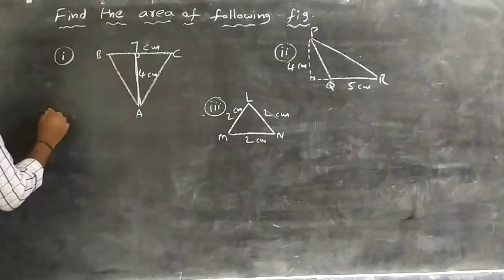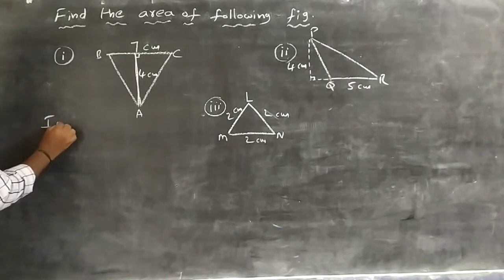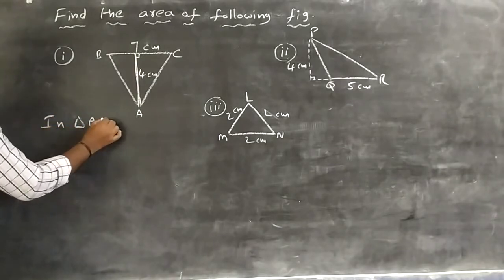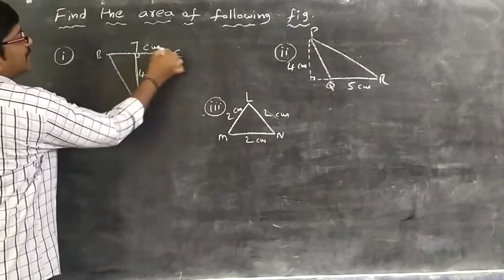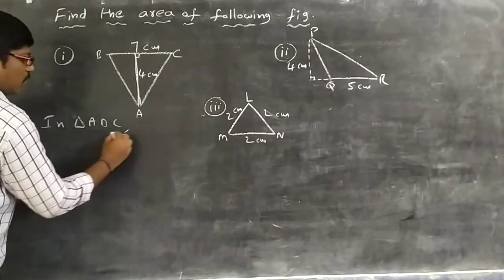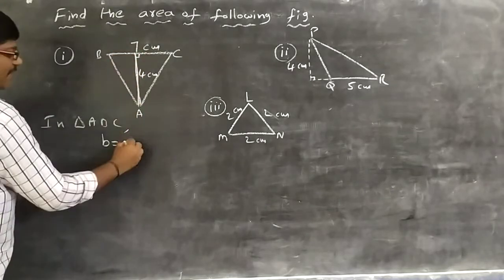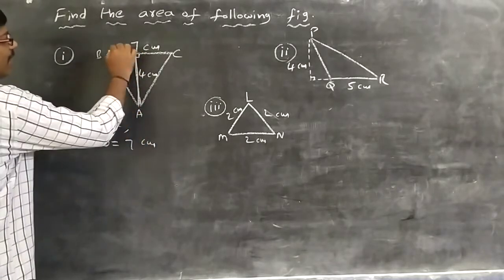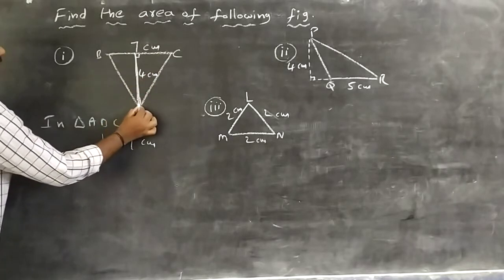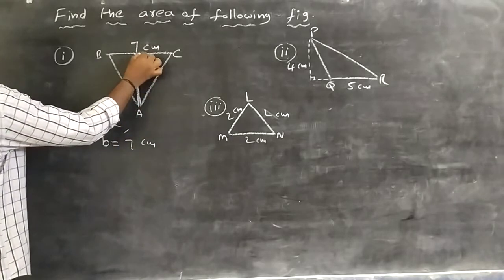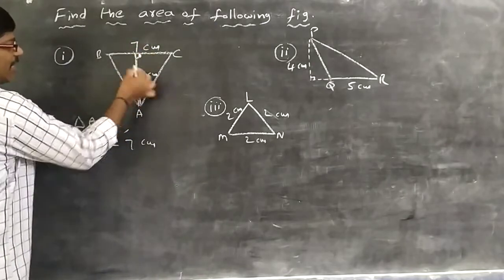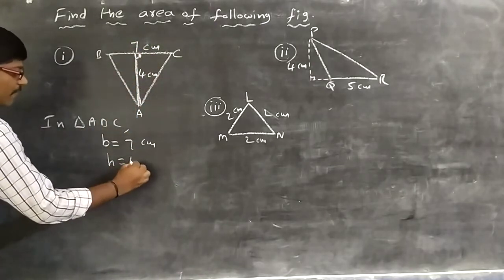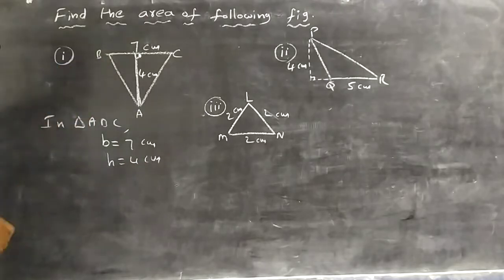So in triangle ABC, take BC as base. It is the base. Base is equal to 7 centimeters, and its corresponding height. Height is always perpendicular to the base, right? So height H is 4 centimeters. What is its area?